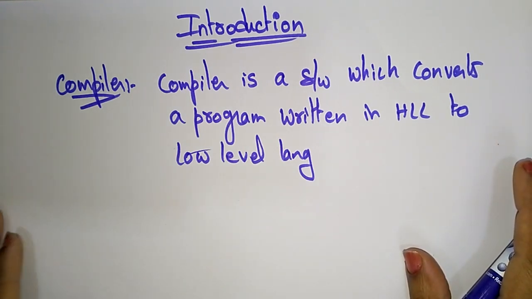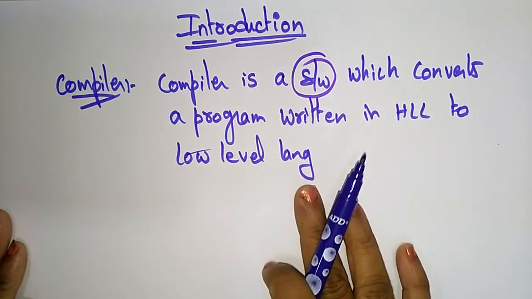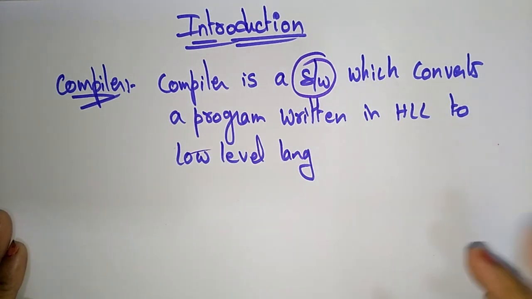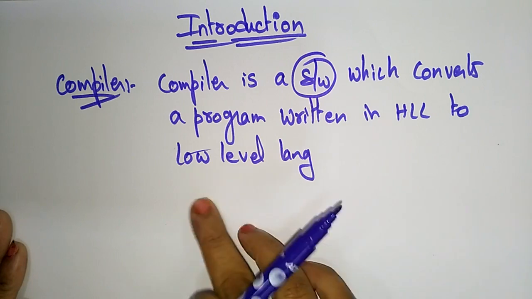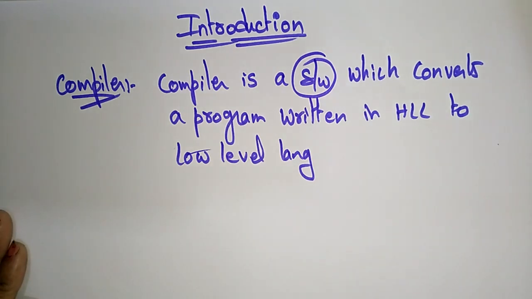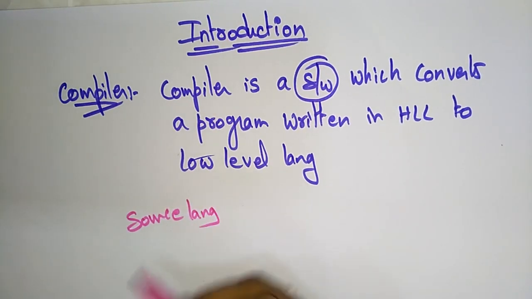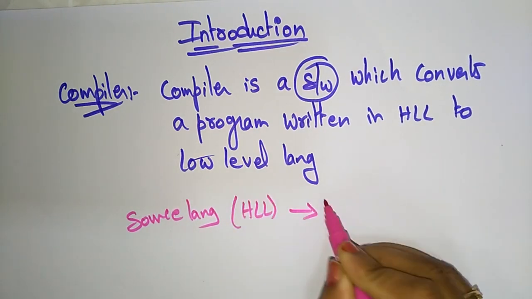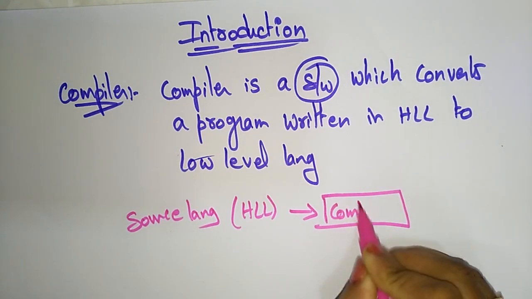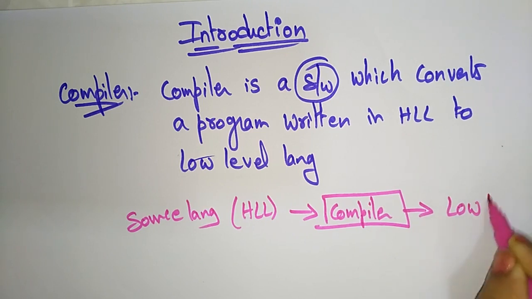First, what is a compiler? A compiler is a software. It is a software which converts a program written in high level language, HLL, to low level language. So what does it mean? A high level language is nothing but the source language, that is, the source program, whatever we are writing. With the help of the compiler, we are converting it into low level language.